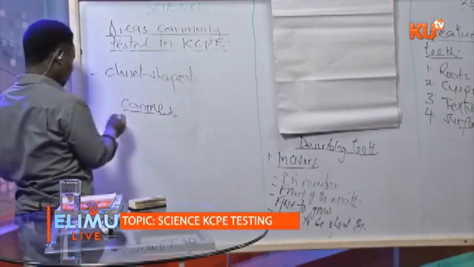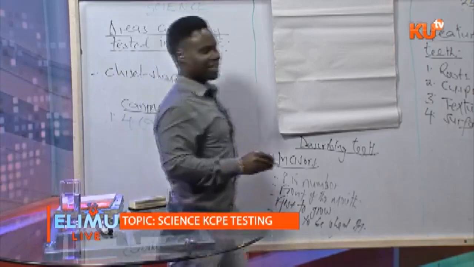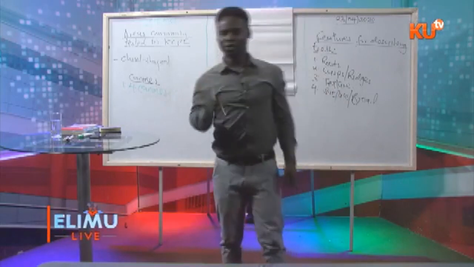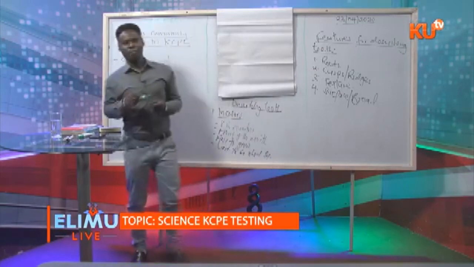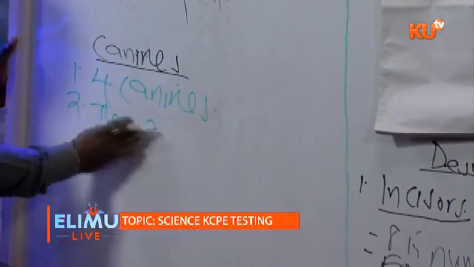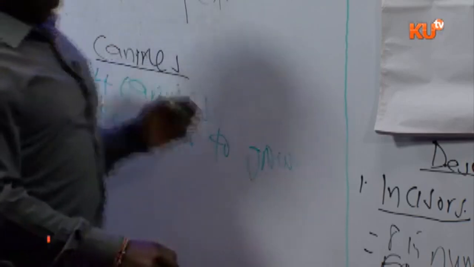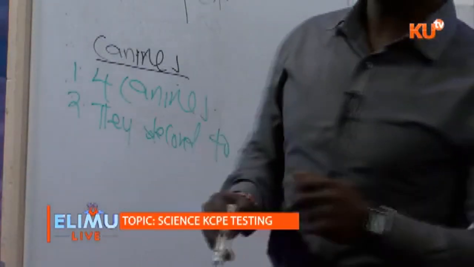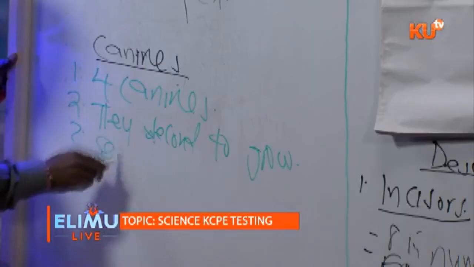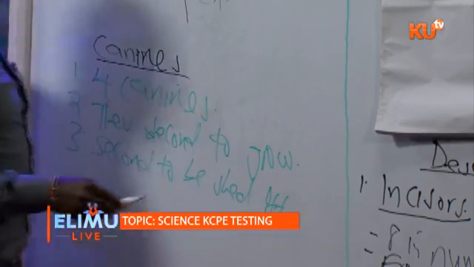We have four canines in number, meaning two in the lower jaw and two in the upper jaw. Description number two, they are second to grow. Because they are second to grow, they are also second to be shed off.